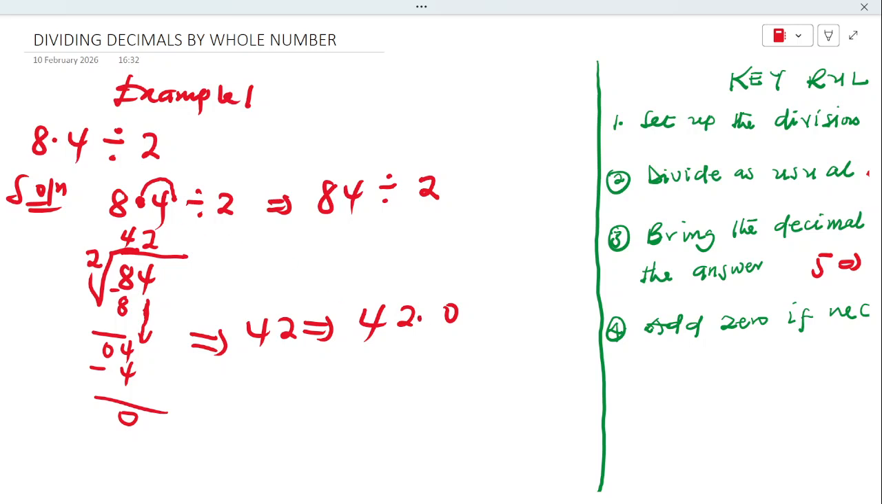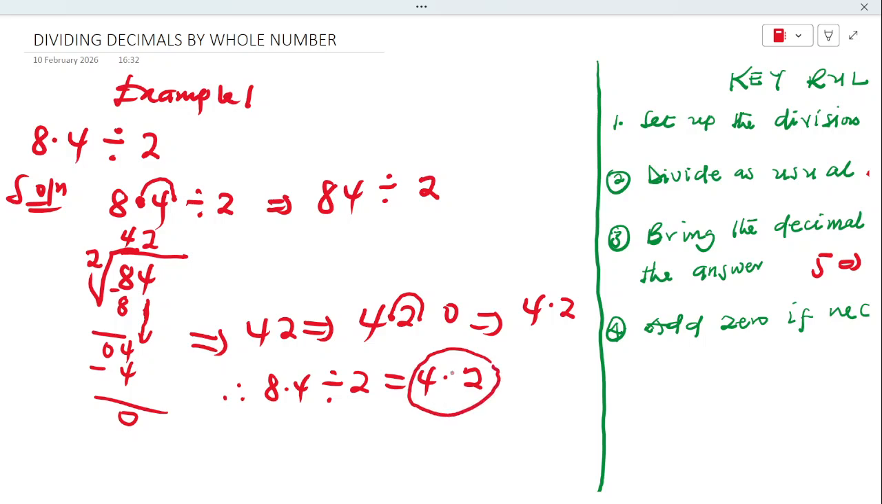So you stand here, come back once. Now be here, which gives us what? 4.2. So therefore, 8.4 divided by 2 equal to what? 4.2 as our final answer. I hope that is clear.